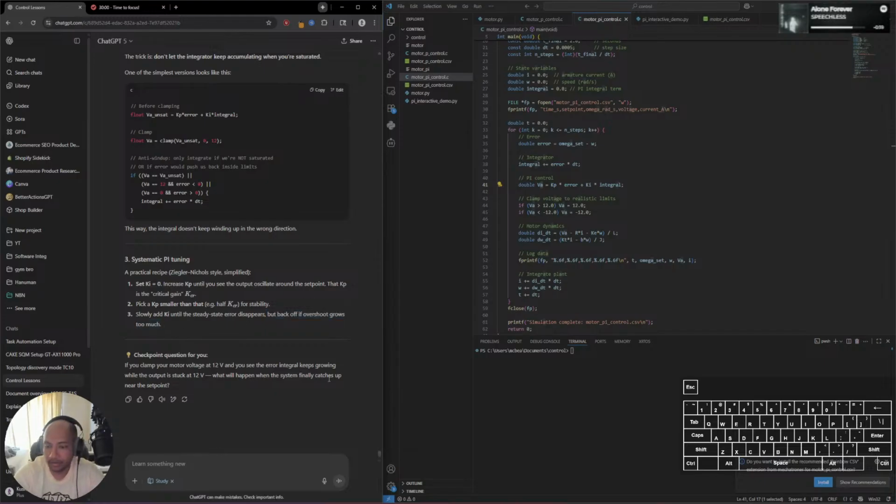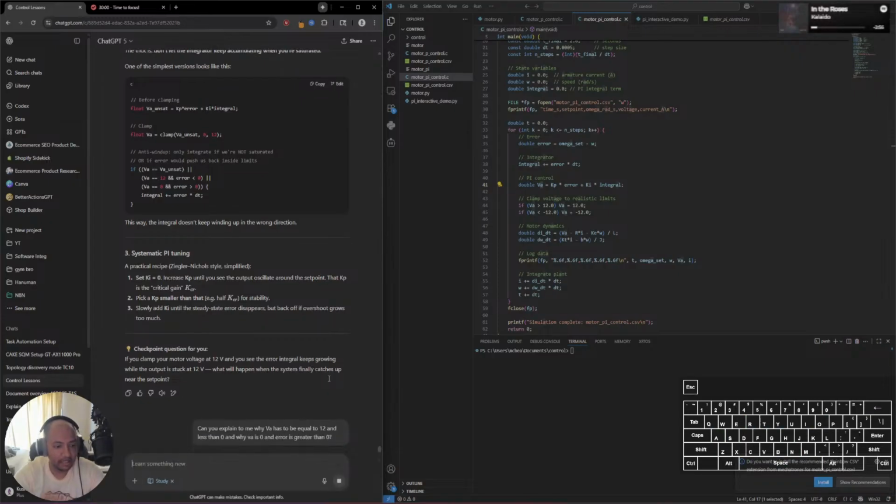I'm a little confused. Okay, can you explain to me why Va has to be equal to 12 and error less than 0, and why Va is 0 and error is greater than 0? I am a little confused.